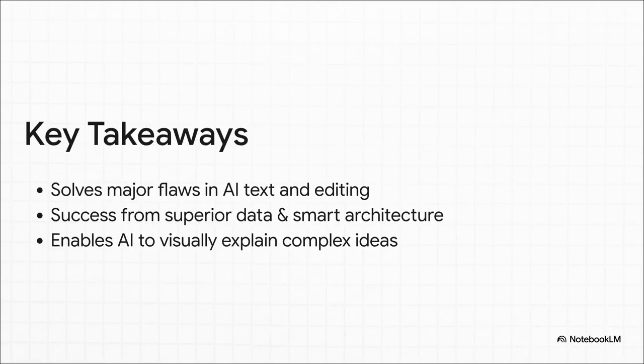So, to wrap it all up, what are the key things to remember? First, Qwen-Image isn't just another model. It's one that specifically solves the awful text and editing problems we've all faced. Second, it does this through a combination of incredibly high-quality data and a really smart architecture. And third, the big picture here isn't just about better images. It's about an AI that can finally start to visually explain ideas to us.